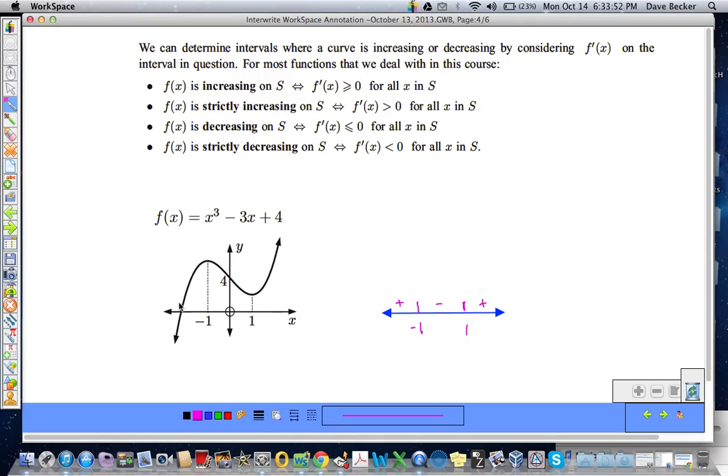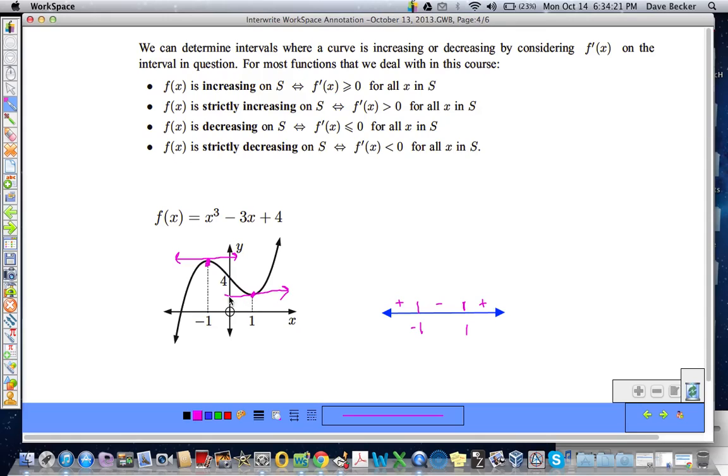From here, we are increasing, and then all of a sudden, we are decreasing, and then all of a sudden, we are increasing. And what I want to focus on is the derivative, or the slope of the tangent to the curve. Those changes took place when the derivative was equal to 0. Slope of the tangent to the curve was 0 here and here.